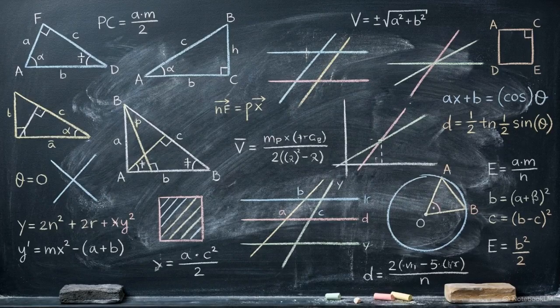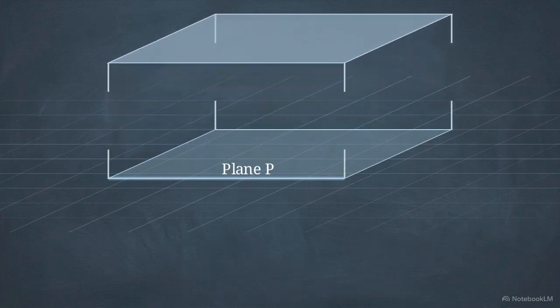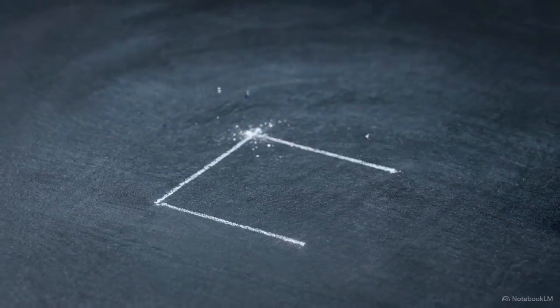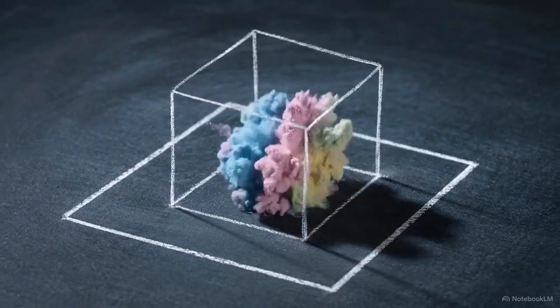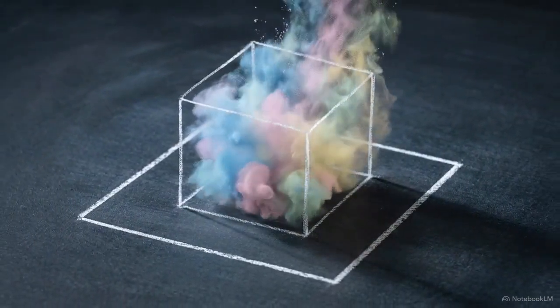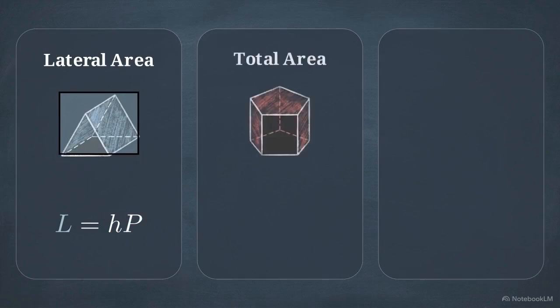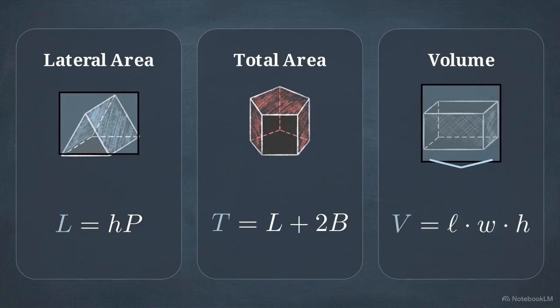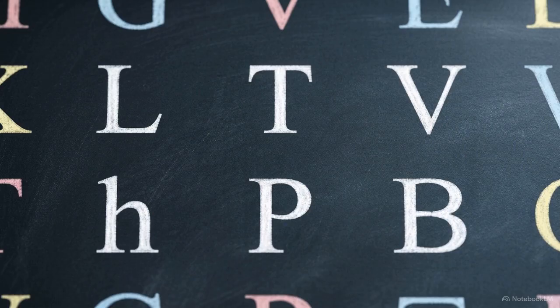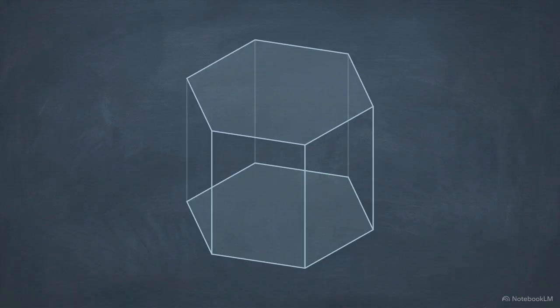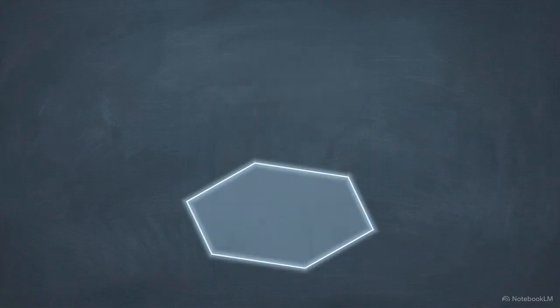In exploring the geometry of prisms, we've walked a clear mathematical path. We escalated from simple one-dimensional lines to two-dimensional parallel planes, all the way to fully realized three-dimensional solids. Every step up in complexity directly inherits the rules of the dimension below it. This gives us our three master formulas. Lateral area equals altitude times perimeter, total area equals lateral area plus two bases, and volume equals length times width times height. None of these formulas operate as disconnected rules. They all trace their lineage straight back to the properties of their initial base shape.